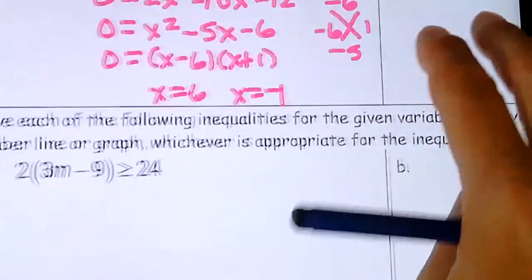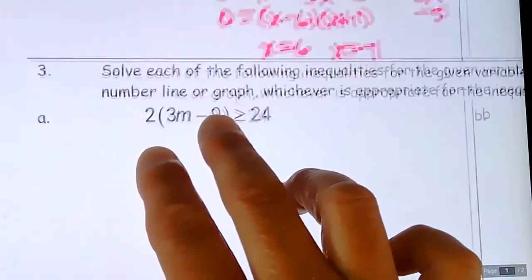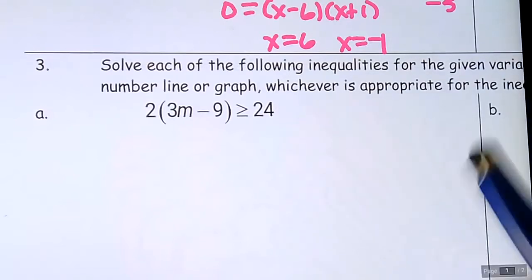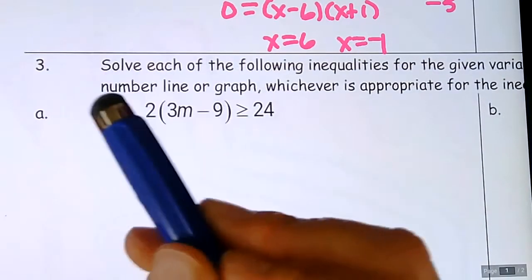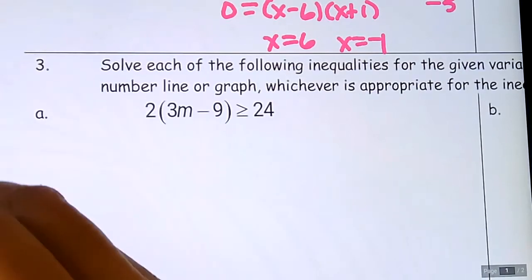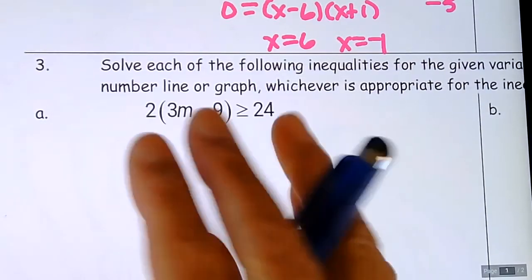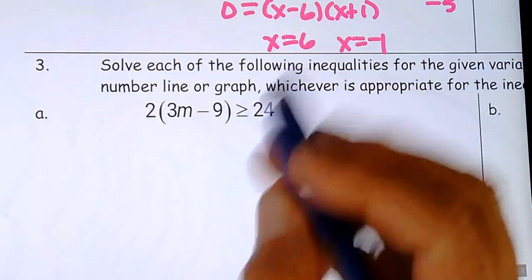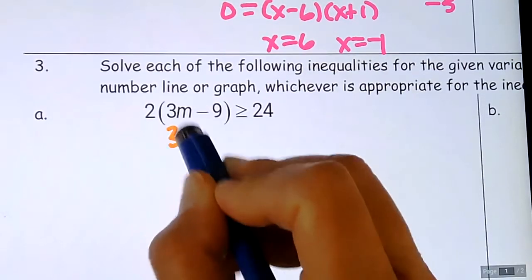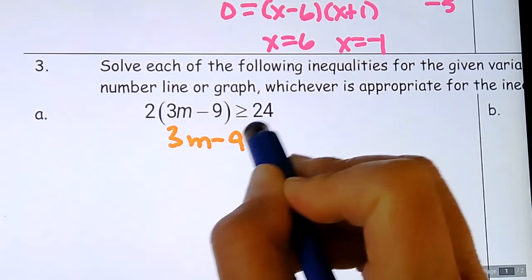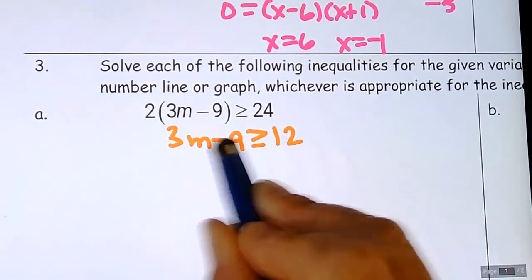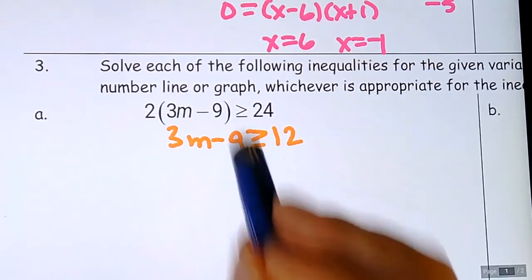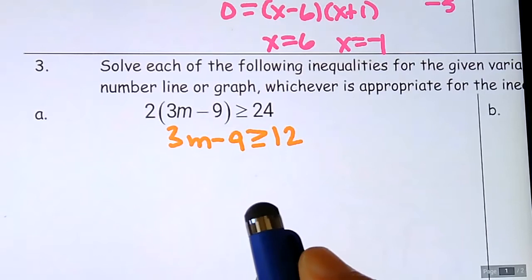Okay, so on number 3, 3a. So for this, we're going to solve this. We're going to put it on a number line and give our inequality. So the very first thing I'm going to do is I am going to get this to be m and then isolate it. So I'm going to divide both sides by 2. So I'm going to get 3m minus 9 is greater than or equal to 12. So again, I divided both sides by 2. The only time that I ever have to switch my inequality direction is if I multiply or divide by a negative, and I did not.